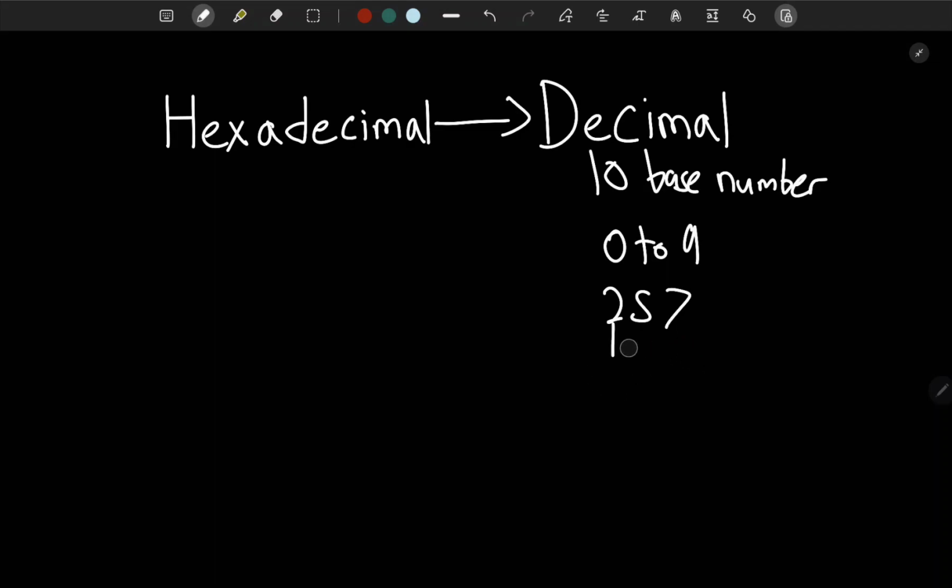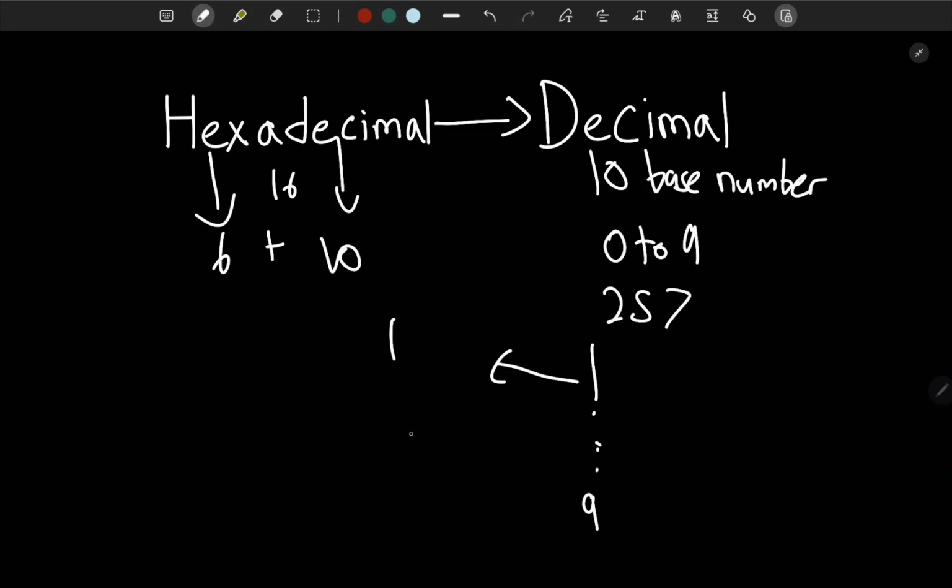And hexadecimal, as the name suggests, hexa or hex stands for 6 and decimal stands for 10. So if you add these two up, you get 16. And let's now see how the numbers in decimal represent hexadecimal numbers. From 1, all the way up to 9, they are the same in hexadecimal.